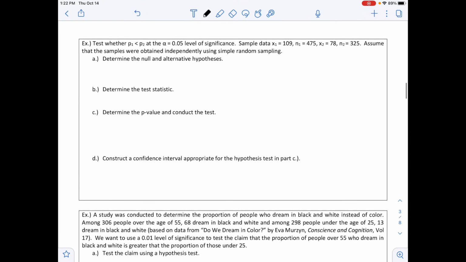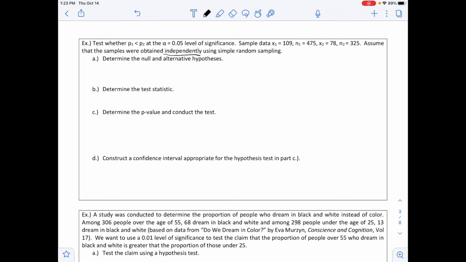So we have an example on the next page that says test whether P1 is less than P2 at the alpha equals 0.05 level of significance. Sample data, x1 is 109, n1 is 475, x2 is 78, and n2 is 325. So assume that the samples were obtained independently using simple random sampling. So they tell us right away that we are dealing with independent data.